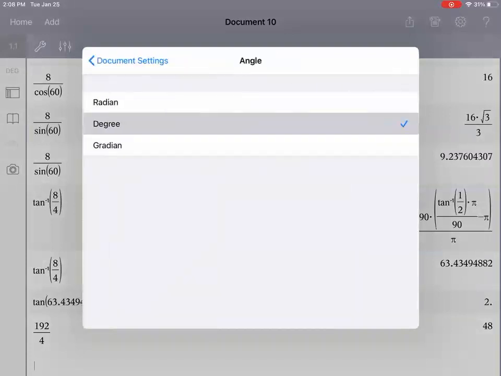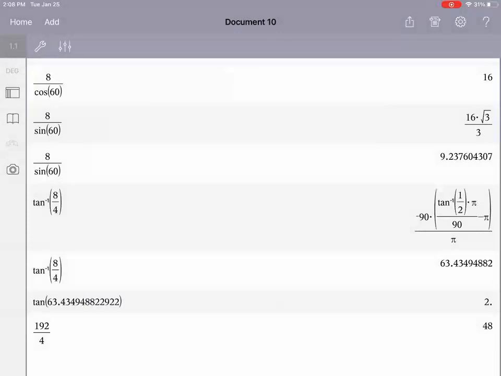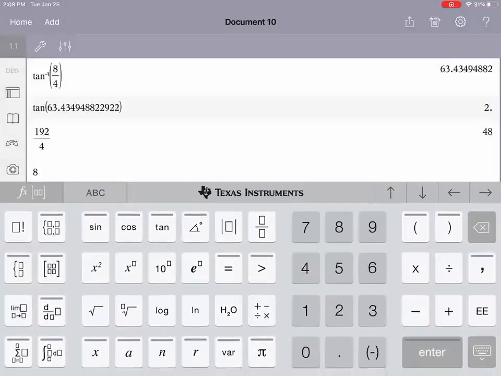Yours may say radian, or it may even say gradient. We want it to say degree. So click on degree and click on make default. That means when we type in 60, the calculator thinks that's 60 degrees. So I'm going to do now on my calculator 8 divided by, we use cosine, right? Cosine. So notice the trig functions are right here. So cosine of 60.